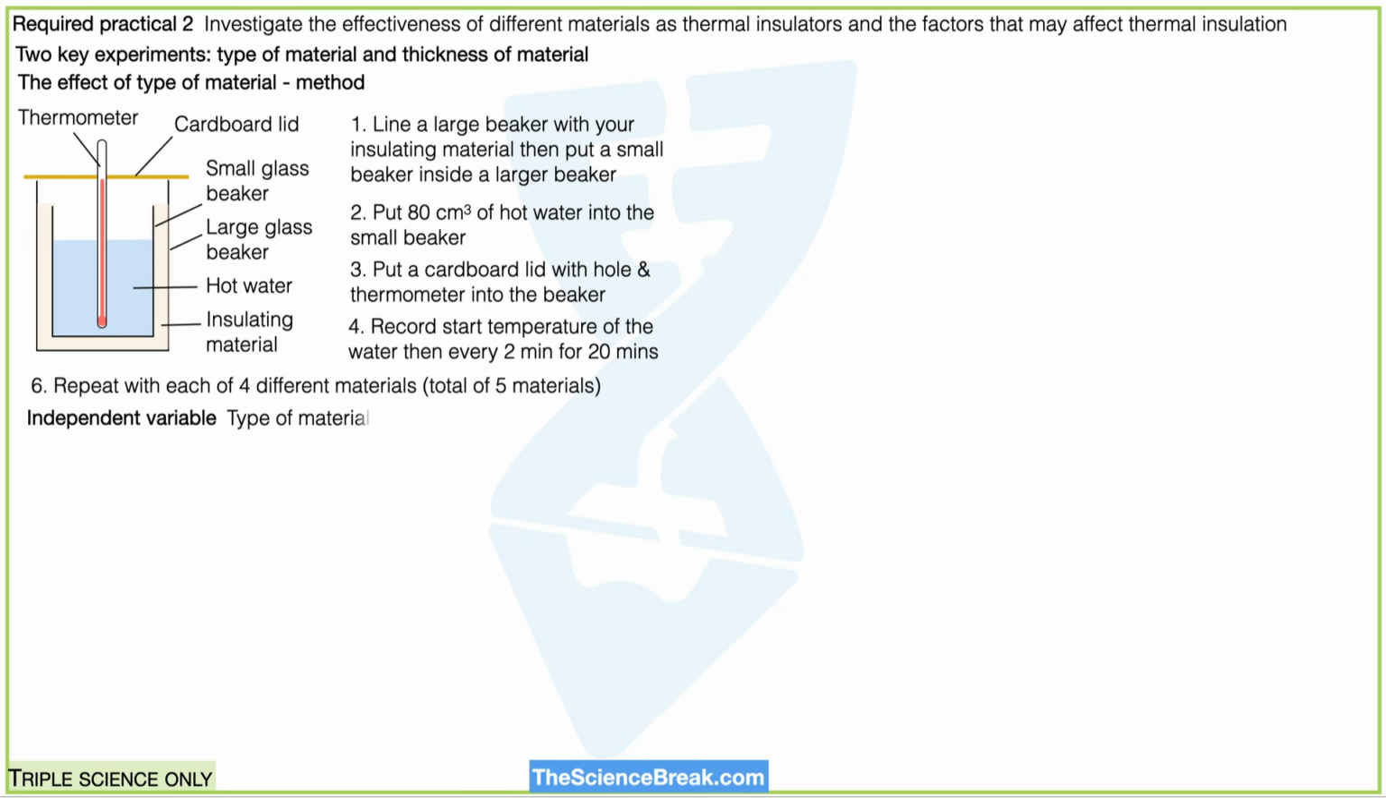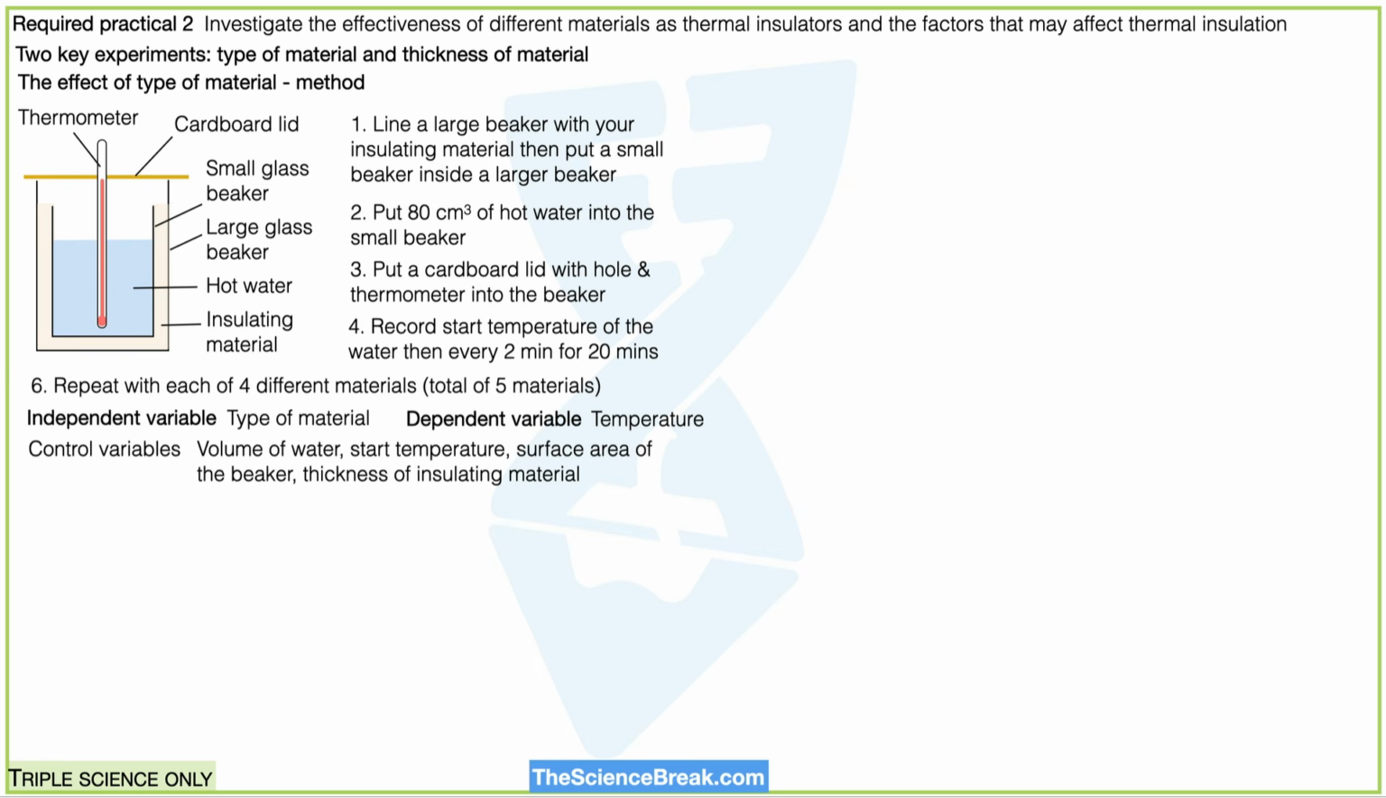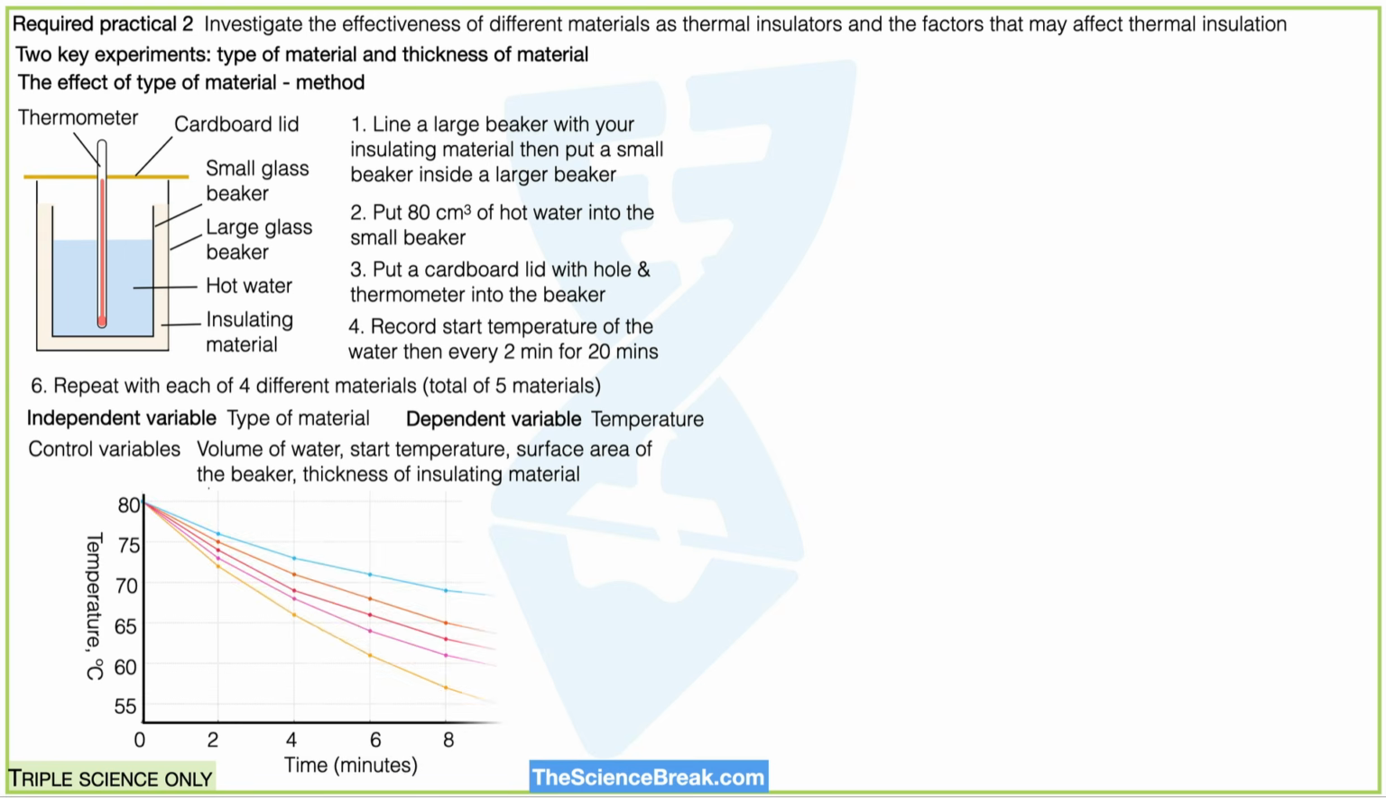The independent variable here is the type of material. The dependent variable is the temperature. The control variables are the volume of water, the start temperature, the surface area of the beaker, and the thickness of the insulating material. Our graph might look a little something like this.